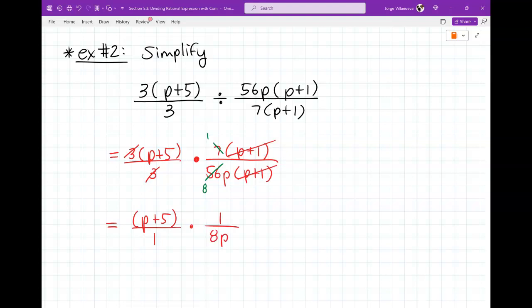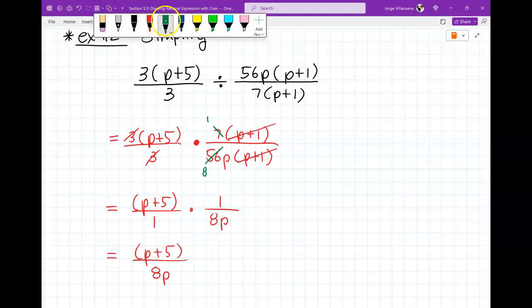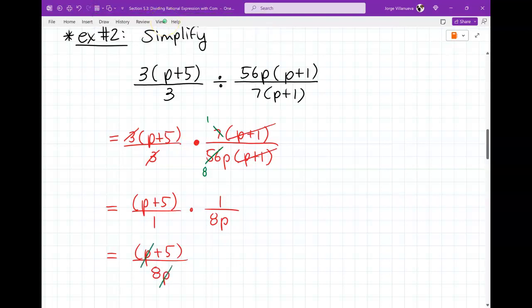So when I multiply that across, I get p plus 5 over 8p. And then I can cancel my p's, right? No. No. So many people did that yesterday.